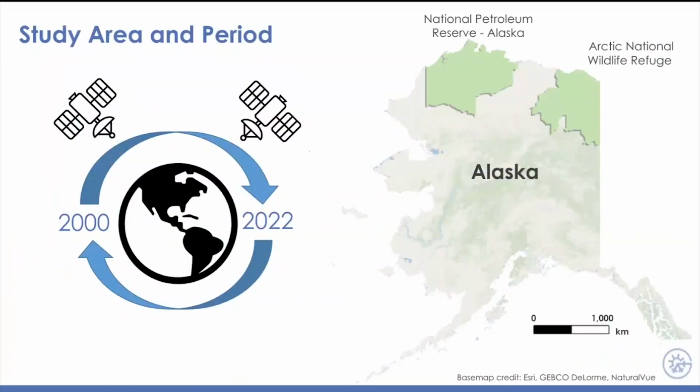So going on, our study area is comprised of the National Petroleum Reserve of Alaska, the NPRA, as you can see on the left, and the Arctic National Wildlife Refuge, which you can see over on the right. The range which we're going to be looking at is between the years 2000 and 2022. These lands are administered by the Bureau of Land Management and the U.S. Fish and Wildlife Reserve.